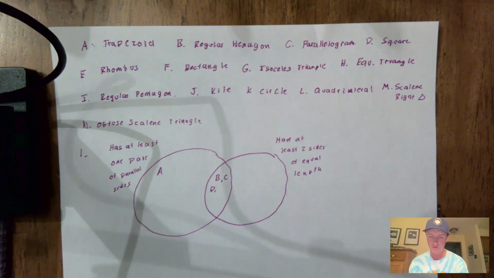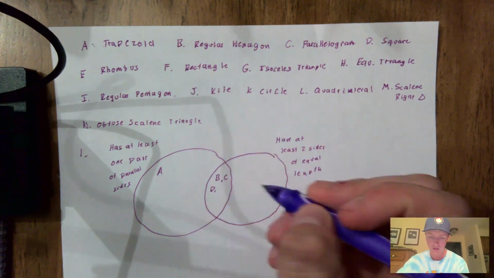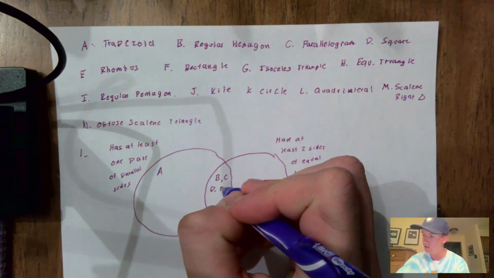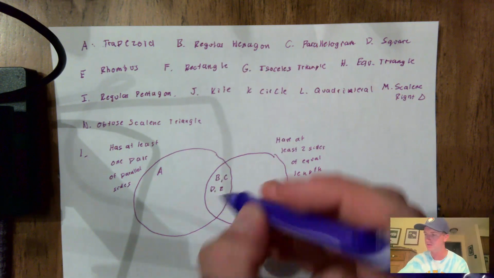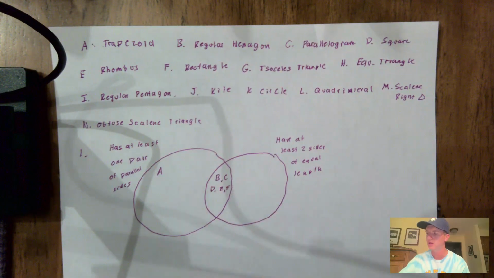Next one, we're looking at a rhombus. Rhombus has at least one pair of parallel sides, and it has two sides of equal length. So we're going to put E for the rhombus on the inside here. All right, and then for the rectangle, letter F, same kind of idea. These quadrilaterals have a lot of things in common, so you can put that in there for both of them as well. All right, so now we're going to move on.